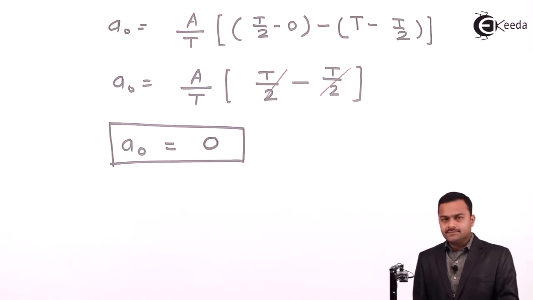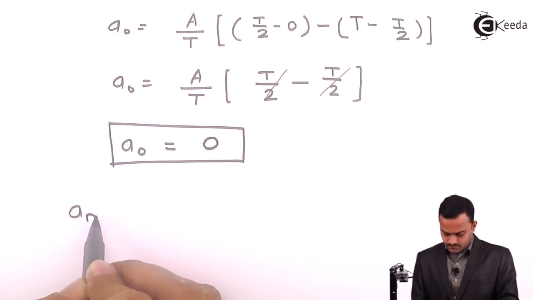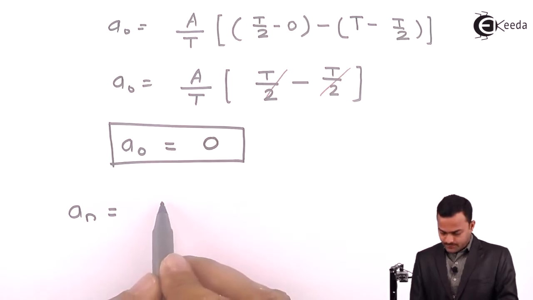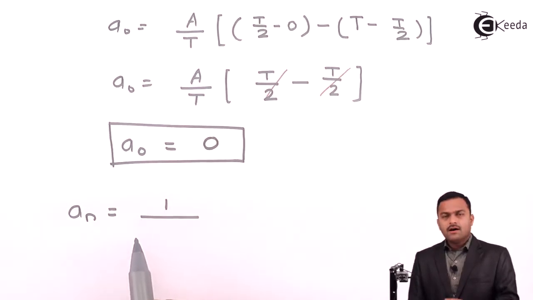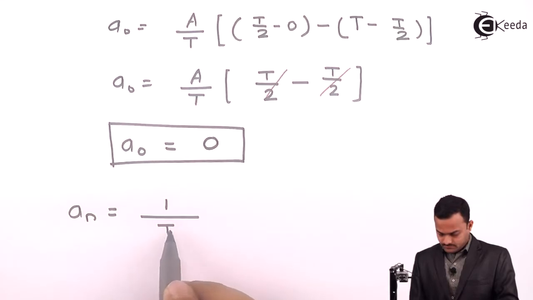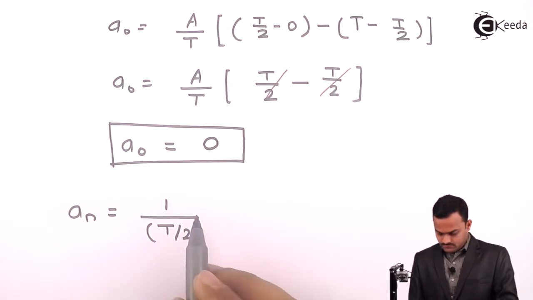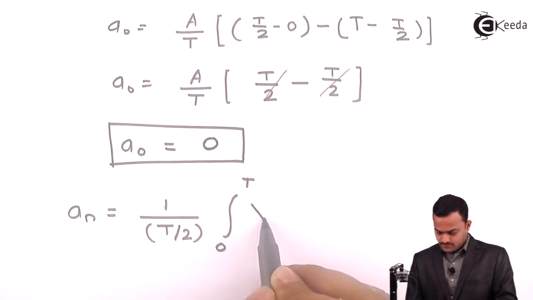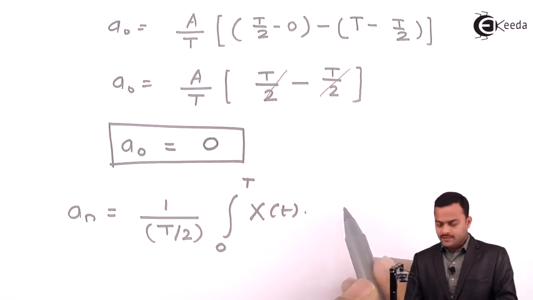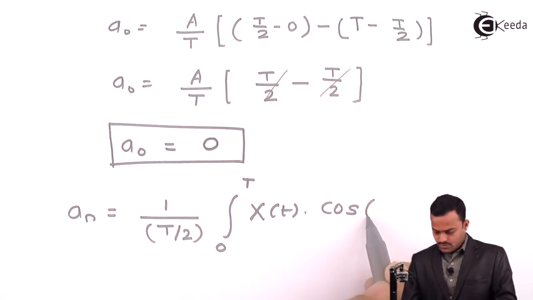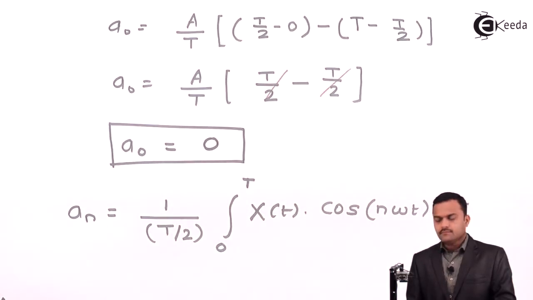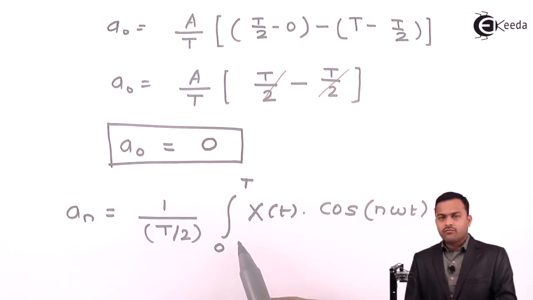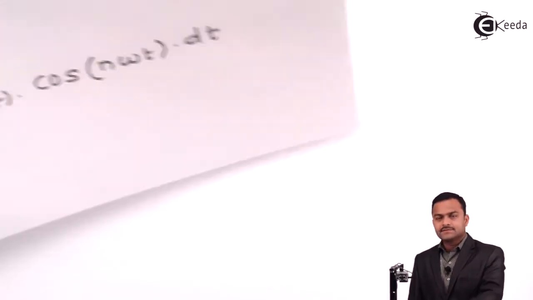Let's find out an. So an is given by 1 upon half the time period, integral from 0 to T, since the waveform exists from 0 to T, of x of t cos n omega t dt. Since the waveform has two parts, this integral will get split into two like this.